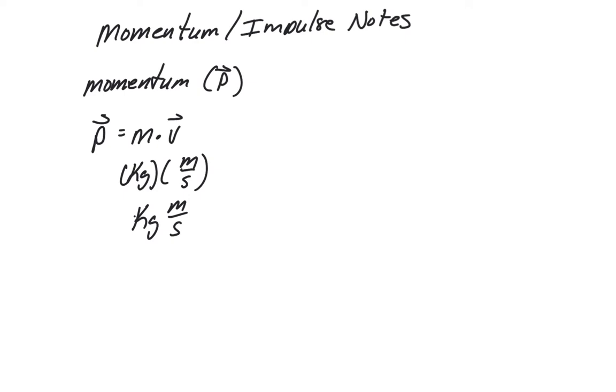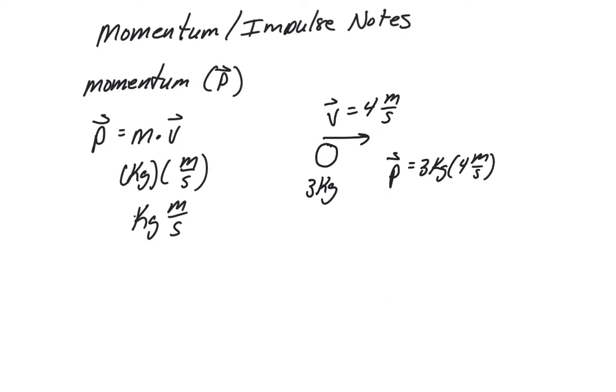Now, let's take a look at a simple object, and let's say that it's a 3 kilogram object, and it has a velocity to the right of 4 meters per second. The momentum then, because it's a vector, is going to be 3 kilograms times 4 meters per second. So we're going to end up with 12 kilogram meters per second. We'll go with to the right. We have to define that direction somehow.